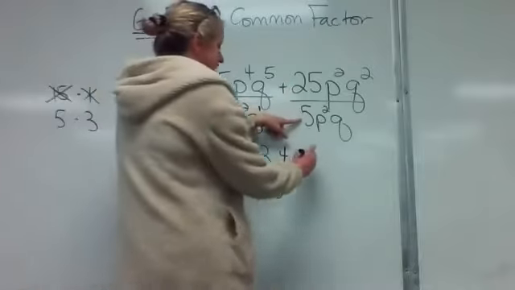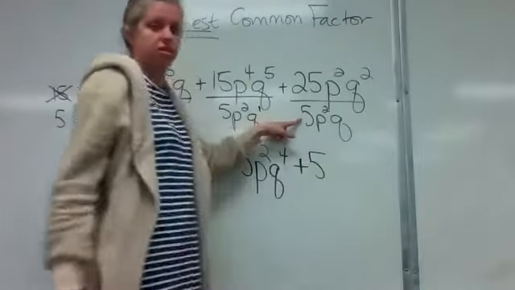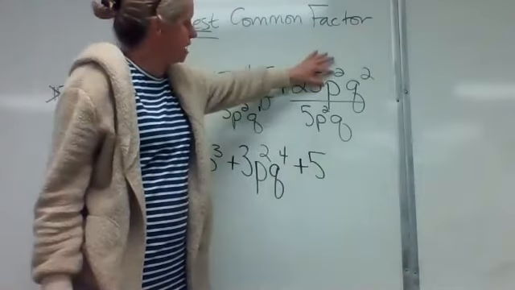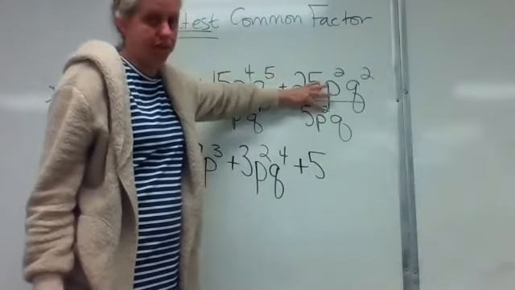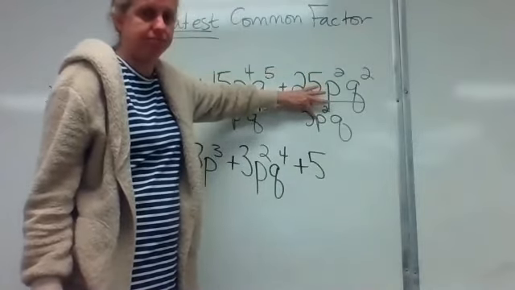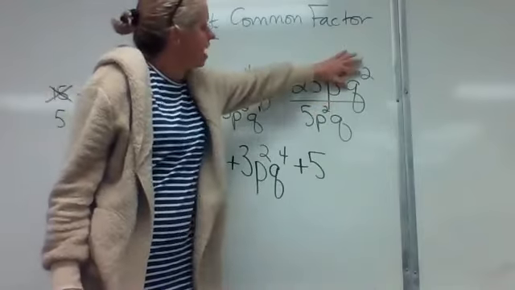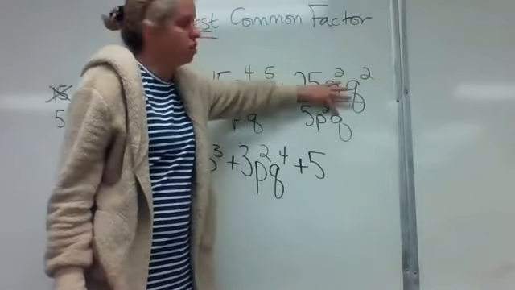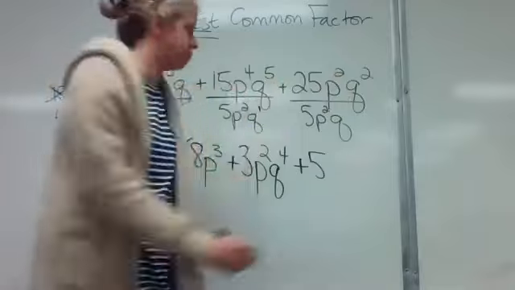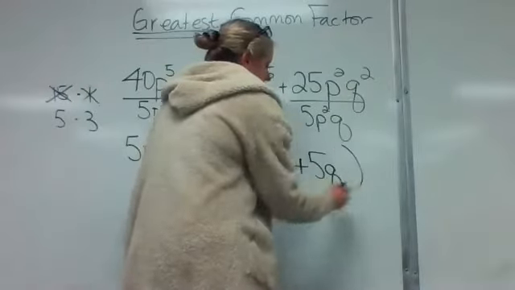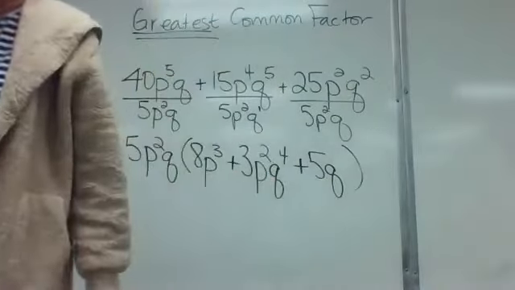25 divided by 5 gives me 5. I had p squared, but I pulled out p squared. So no p's left. Here I had q squared, but I only pulled out q. So I still have one q left in that last term. And then that's it.